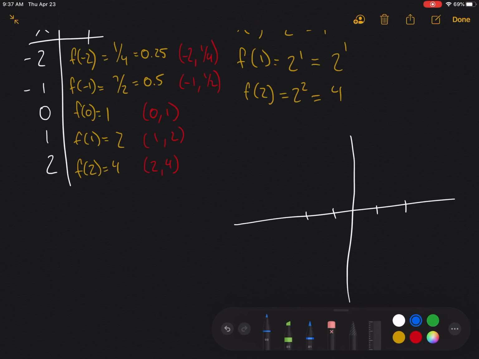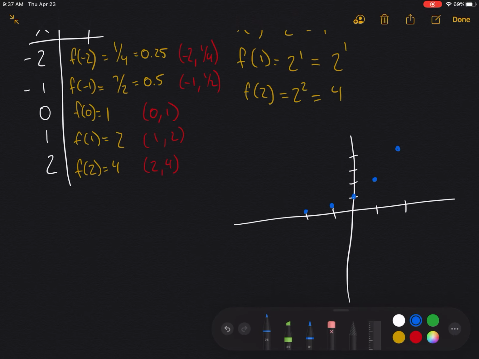So first point is -2, 1/4, so let's put that right above the axis there. Next point, -1, 1/2. Well, it's slightly above 1/4, right? 1/2 is bigger than 1/4, so it should be slightly above. So we'll put it there. Next we've got 0, 1. So I'm at 0 on x, I go up to 1. Then 1, 2, and 2, 4.